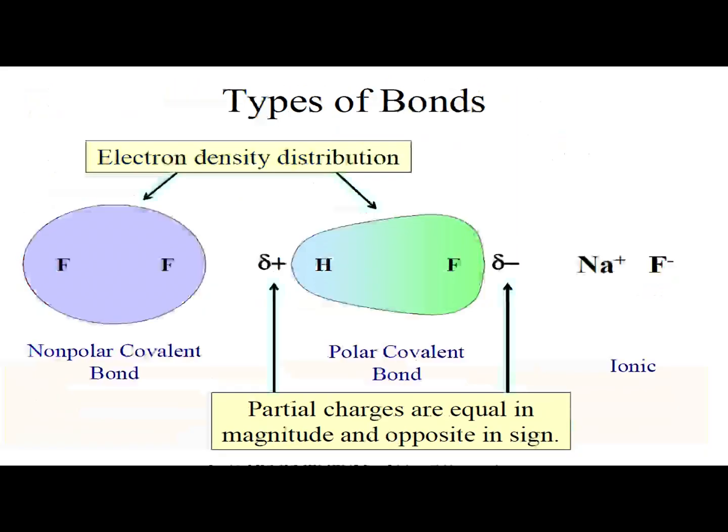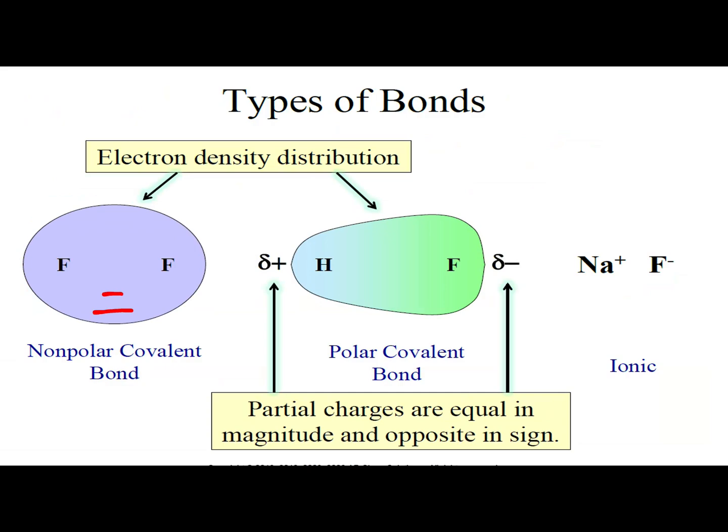So basically, if you look at types of bonds, these balloons are going to represent the electron density distribution. You notice our fluorine molecule is perfectly covalent. The electrons are evenly distributed around the two fluorine atoms. And that should make sense because our electronegativity difference is 0.